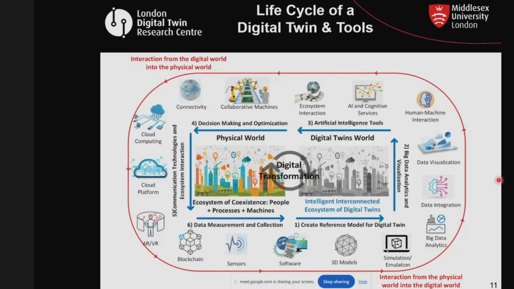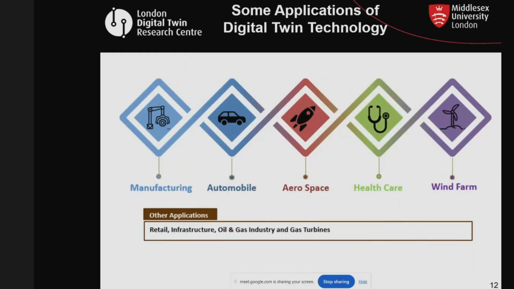So moving on, some multiple applications of the digital twins technology where we are applying them. Manufacturing is one of the key ones, where since 2002 all the work has been started for product life cycle management. Then comes the automobile sector, aerospace industry, healthcare.